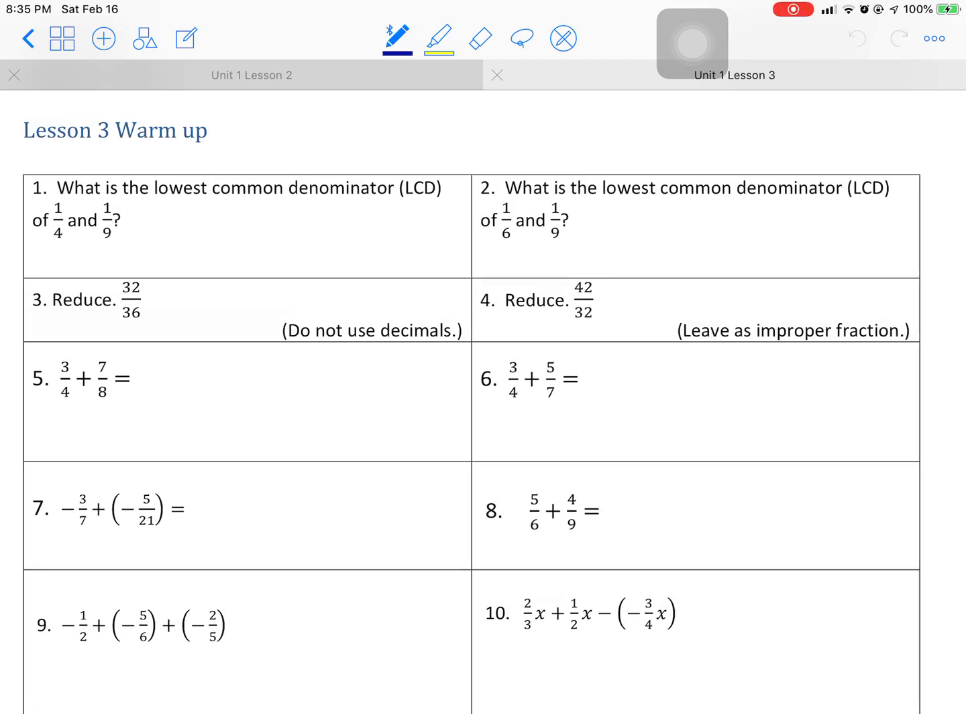All right, Unit 1, Lesson 3 has lots of fractions in it. So we got warmed up on them before. Let's warm up some more so we're ready to do them.